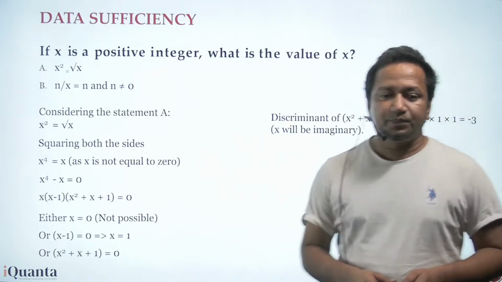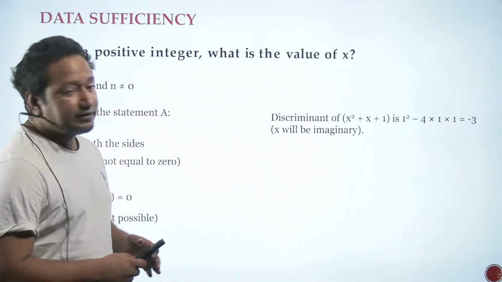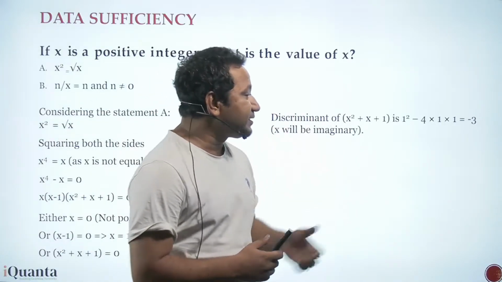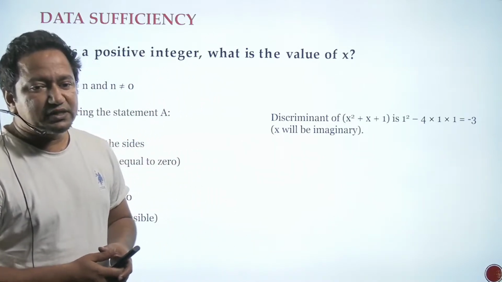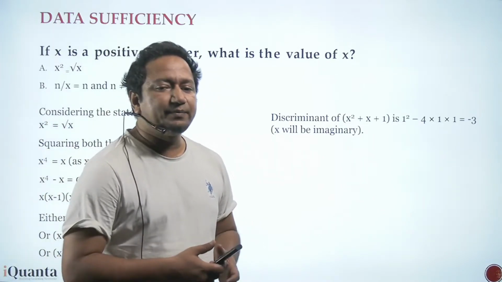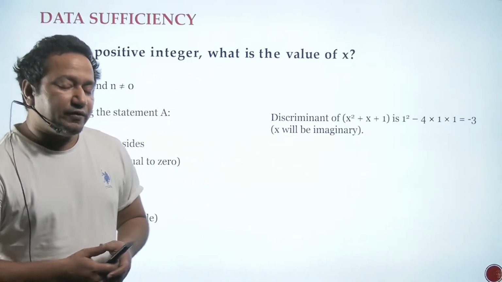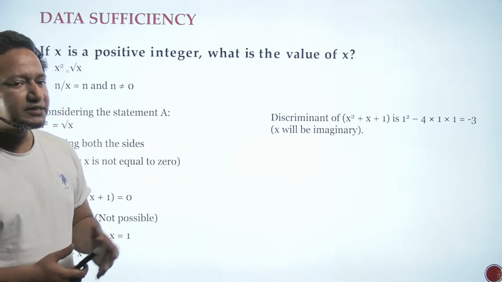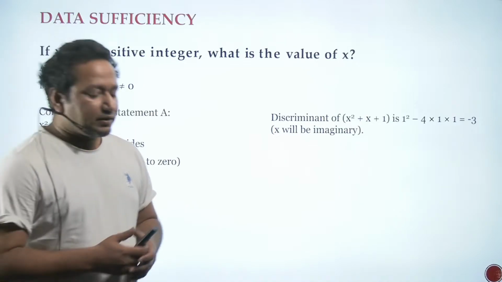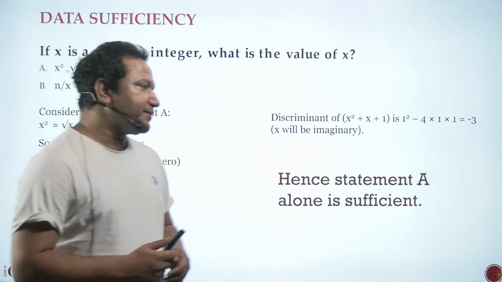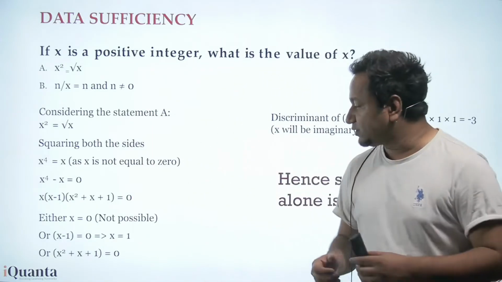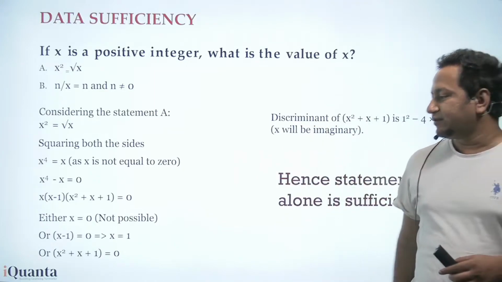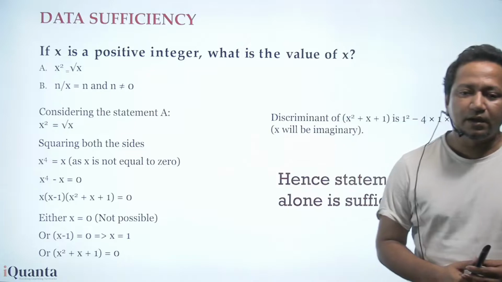For the third one, we'll check the discriminant, as the third expression was basically a quadratic expression. The discriminant of x square plus x plus 1 is equal to 1 square minus 4 multiplied by 1 multiplied by 1, that is equal to minus 3. When the discriminant is negative, the roots are always imaginary. So of course that cannot be the answer because x has to be a positive integer. Which means that statement A alone is sufficient because by using statement A alone, we are able to find one unique solution to this question. And the unique solution is x is equal to 1.